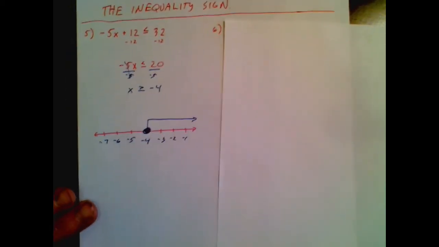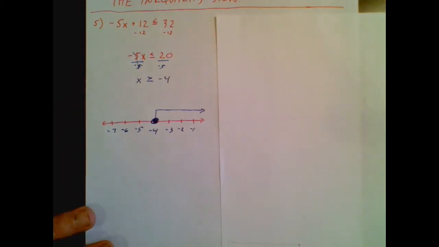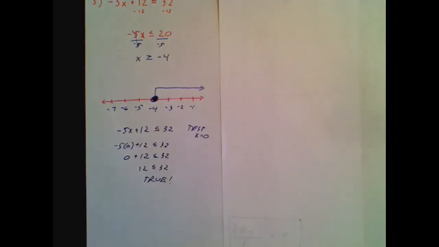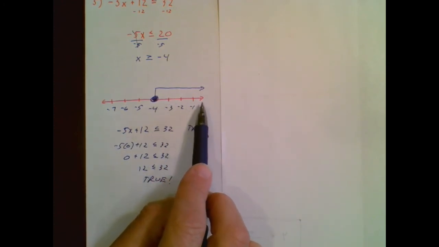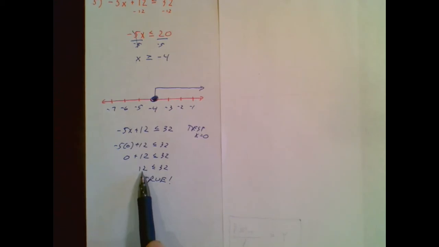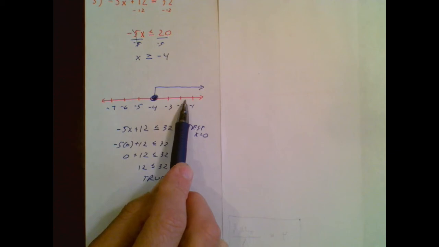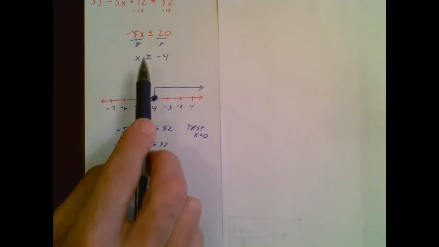So now if I wanted to test myself to see if I was correct, I can do it, or I can just believe that I'm correct and move on to the next problem. I'm going to test myself. It turns out I was correct. I took my original inequality. I chose a number from the shaded region. I chose 0 because 0 is easy to work with. And when I plugged it into my inequality and worked it out, I got 12 is less than or equal to 32. That's certainly a true statement, so I believe that I am correct. The big deal was when I divided by a negative, I flipped that inequality sign.